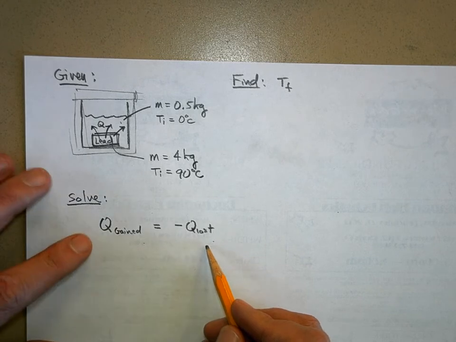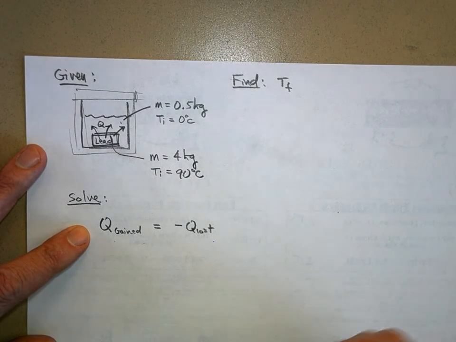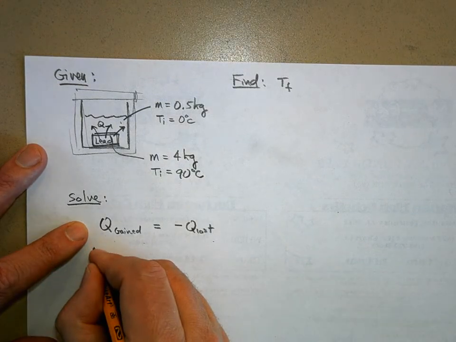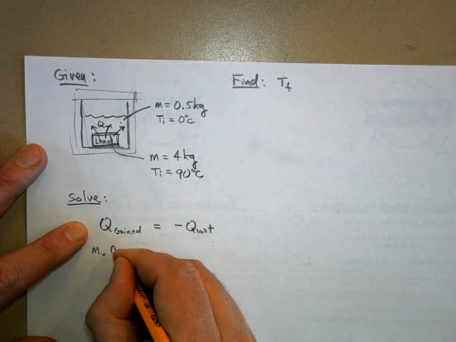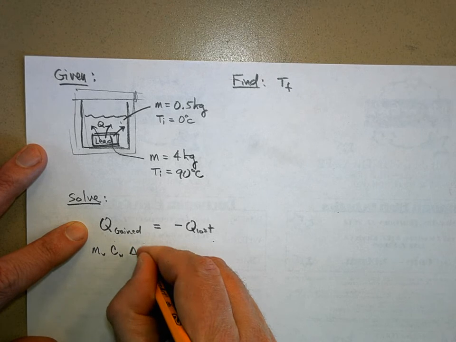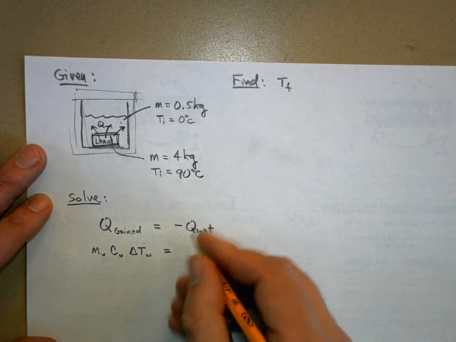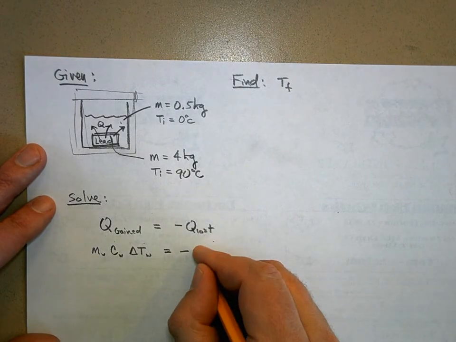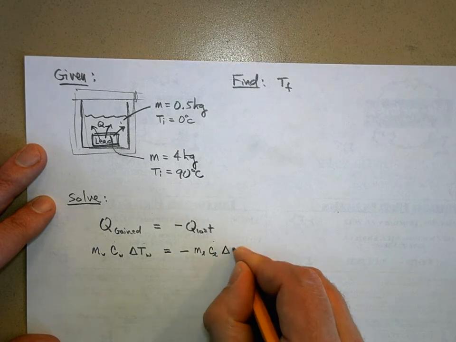Well, I have an equation for heat transferring into water: Q equals m c delta T. So this is going to be the mass of water, I'll use W for water, times the specific heat for water, times the change in temperature of the water, equals negative, because I'm going to extract heat from the lead, or extract thermal energy, the mass of the lead, the specific heat of the lead, times the change in temperature for the lead.